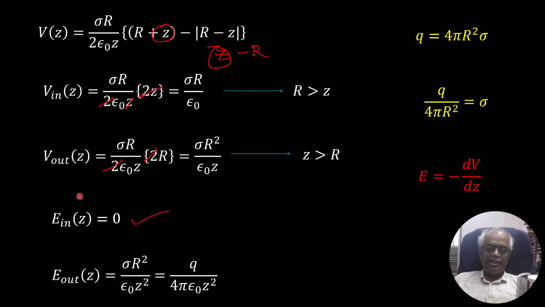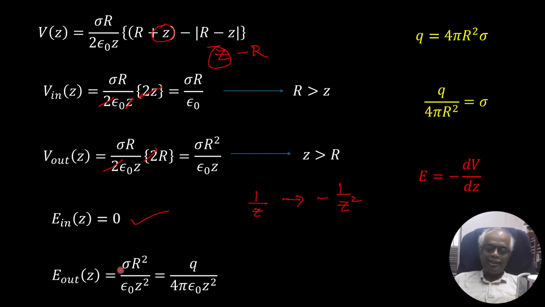Then what about the electric field outside? Electric field outside, you have sigma R square over epsilon naught. You have to differentiate this. E is equal to negative gradient of the potential. Then if you differentiate 1 over z, you will get minus 1 over z square. So already here you have one minus. Minus of minus will become plus. So this will become sigma r squared over epsilon naught z square.